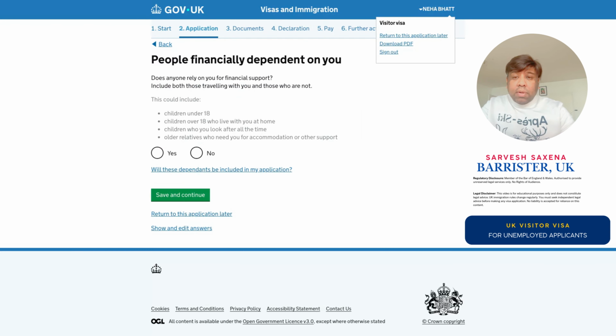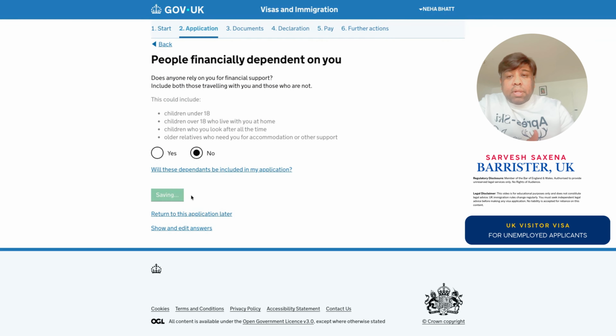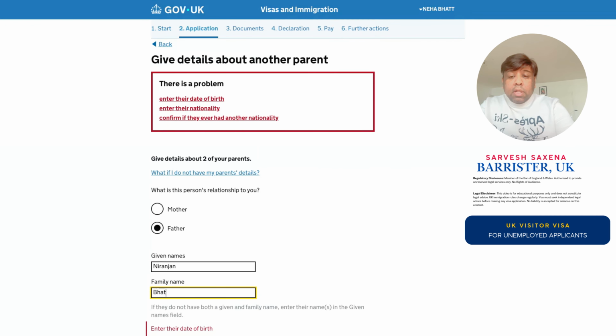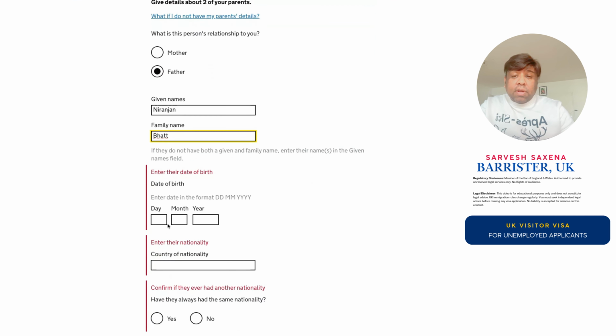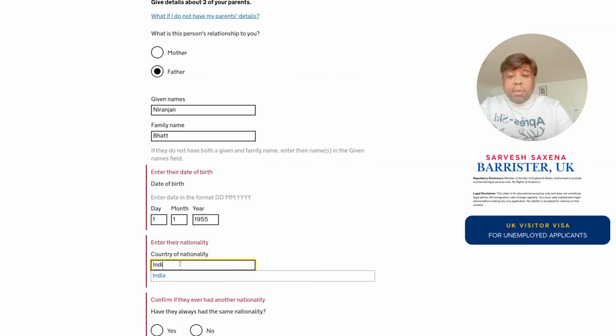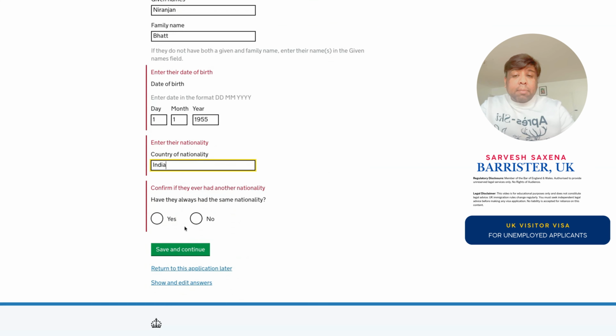Now we will move forward. People financially dependent on you. The answer is no. You're dependent on your father. But you will need to provide a signed declaration from your father, just to let you know that he is funding and he's agreed to pay for your entire trip. Then his last 6 months bank statement.